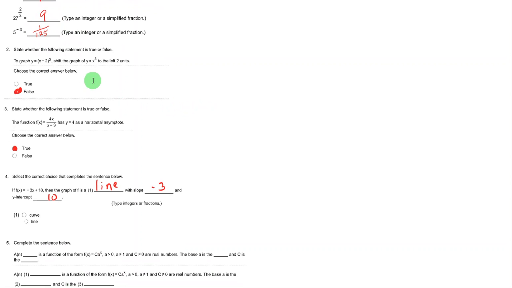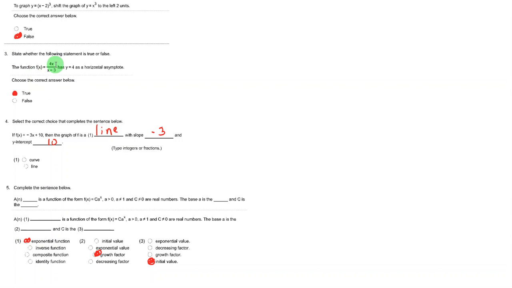State whether this is true or false. To graph this, shift the graph of y equals x cubed to the left 2 units. We should remember from algebra that when you have something in the parentheses or in the absolute value or inside the radical, anything inside, it's going to shift. If it's negative, it's going to shift right. So this would shift to the left. So this is a false.